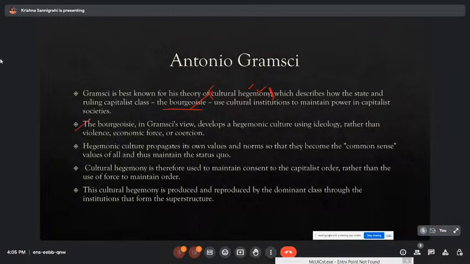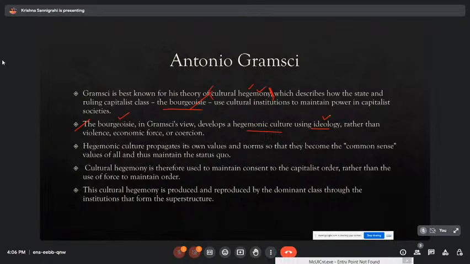So the bourgeois, in Gramsci's view, develops a hegemonic culture using ideology rather than violence, economic force, or coercion. So he is saying that the bourgeois, that is the people who are in power, are doing what? They are developing this hegemonic culture using what? Using ideology, that is a set of beliefs and ideas which they are fitting into the minds of people. Through what? Through the ideological state apparatuses like the schools, the education system, the society, the media.